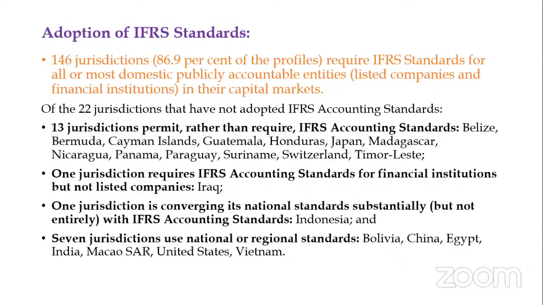Again, one jurisdiction requires IFRS accounting standards for financial institutions, but not for listed companies. That is Iraq, which is mentioned here. One jurisdiction is covering its national standard substantially, but not entirely, with IFRS accounting standards. That is Indonesia. Then 7 jurisdictions use national and regional standards, which I mentioned there. We have our country here, India.